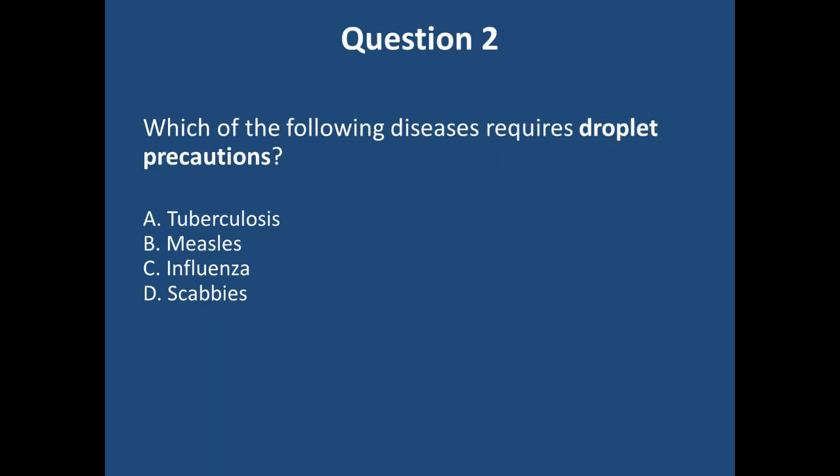Question number 2. Which of the following diseases require droplet precautions? A. Tuberculosis, B. Measles, C. Influenza, and D. Scabies. And the answer is C. Influenza requires droplet precautions.